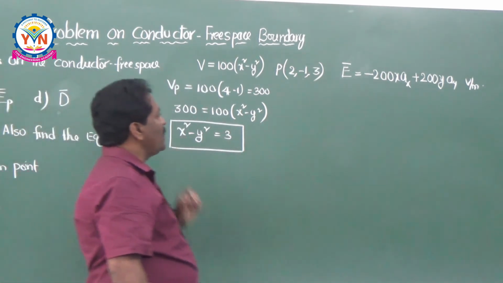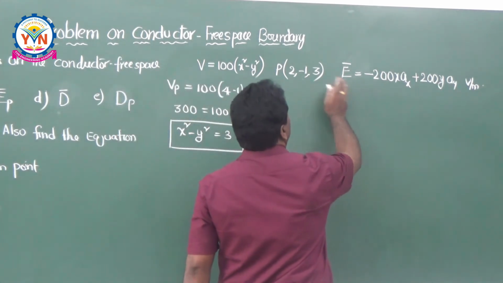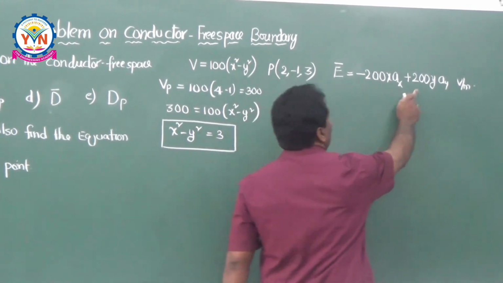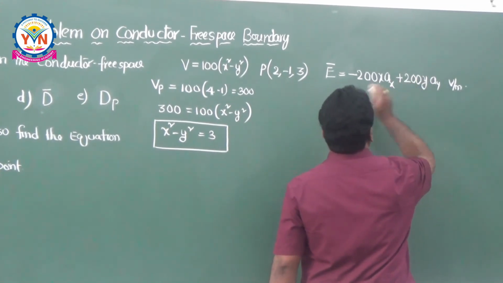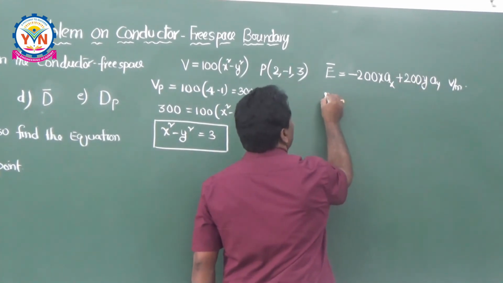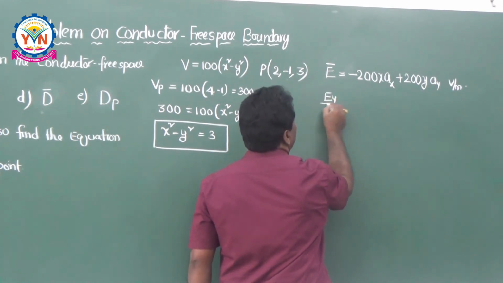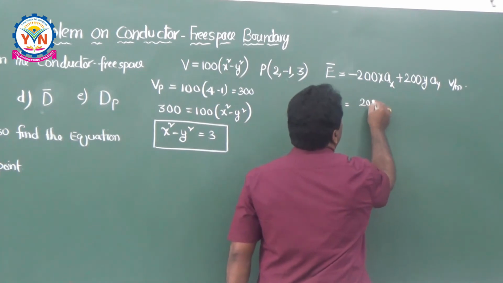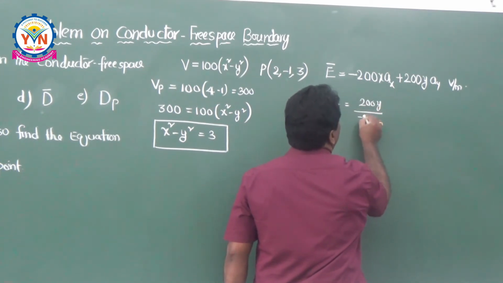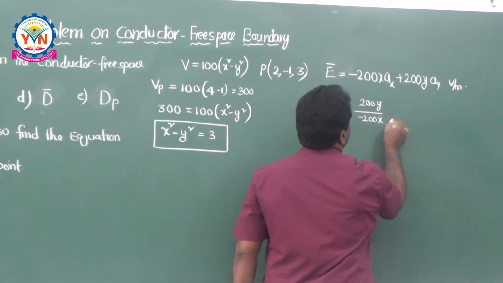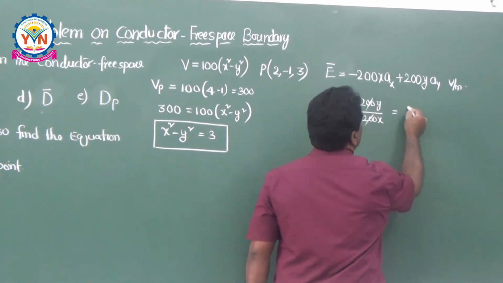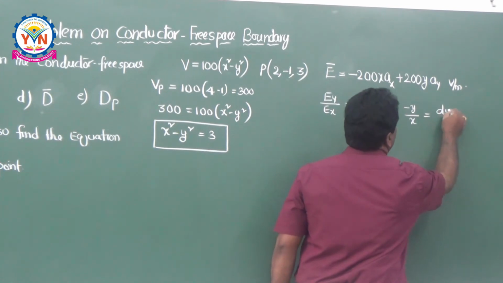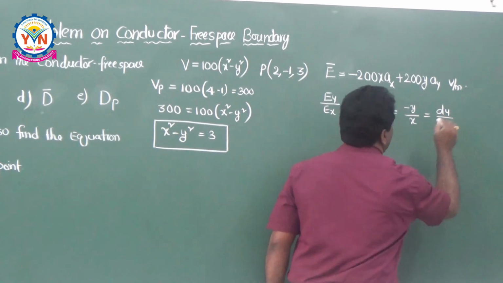Now, similarly, if you take this electric field intensity, E bar is equal to minus 200x ax plus 200y ay, which is already developed for us, then you can write Ey by Ex is equal to 200y divided by minus 200x, that is equal to minus y by x, that is equal to the slope of this line, that is called dy by dx.